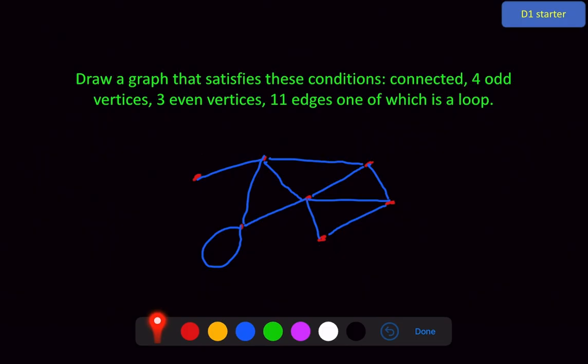I need 3 even vertices. This one is order 4. This one is order 2, and this one is order 4 because the loop counts as 2. The others are odd. 1, 2, 3, 4 of those, because there will always be an even number of those. If I had said 5 or 3 of these, it would not have been possible. And you can see that it is connected. There's no vertex left by itself without being connected in with the rest of them.